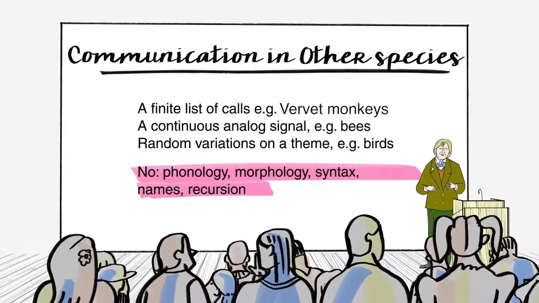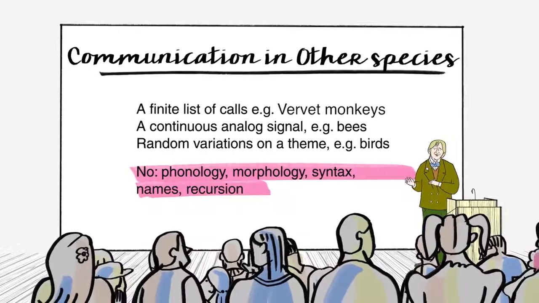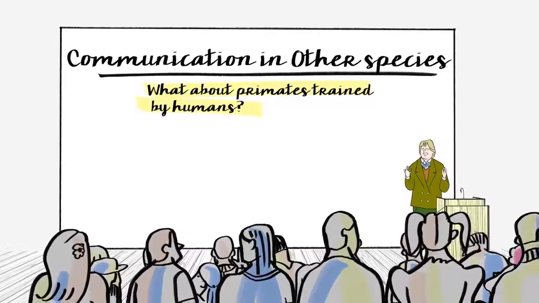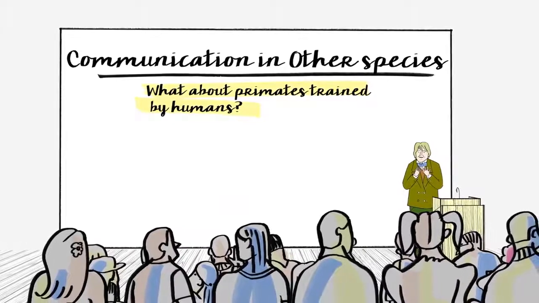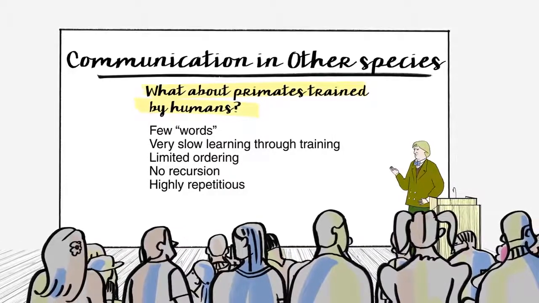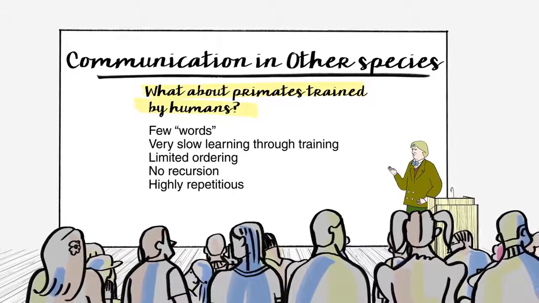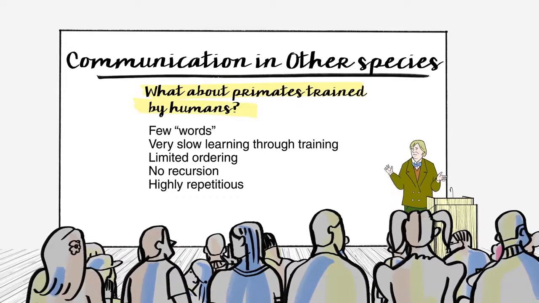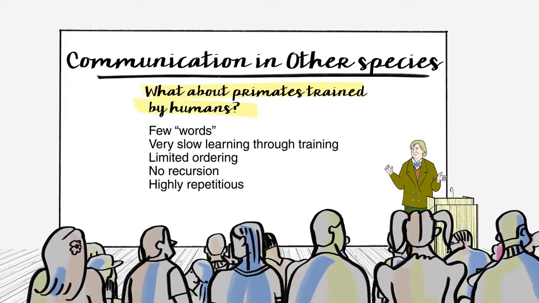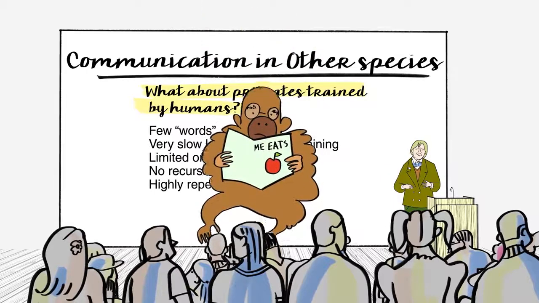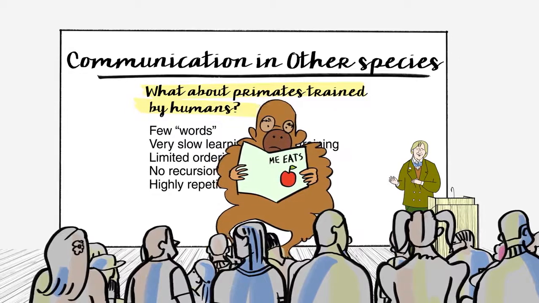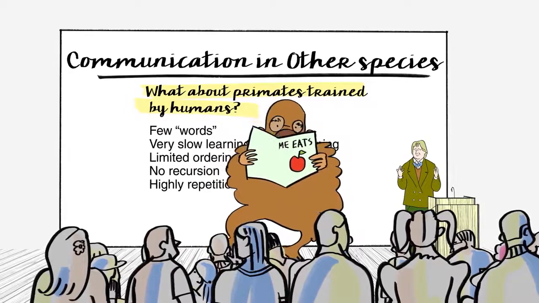It seems very different. Now, there have been a lot of attempts to teach non-humans, particularly non-human primates like chimpanzees, language, and there was a lot of enthusiasm about this many, many years ago. But the consensus by now is that these attempts have not succeeded. These animals can develop a limited vocabulary, but it takes a long time to learn the words. It's very different from children. Very limited ordering and no recursion. And you also get highly repetitious speech.